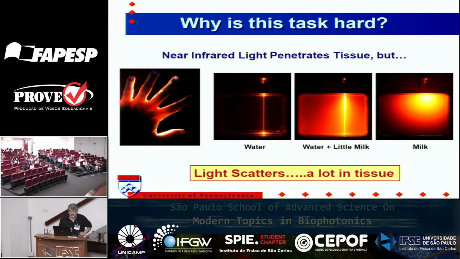The main thing that makes it hard, as I've said, is scattering. Here are 3 pictures looking down on a sample where I'm shining a laser through it. In the first case, there are a few dust particles in the water, so you can see the laser if you look out this direction, but it travels in a straight line. If you add a little bit of milk, it broadens. If you add a little bit more milk, it becomes like your tissue. So this is the thing that makes it hard. The light scatters, and it scatters a lot in tissue. So what do we do?